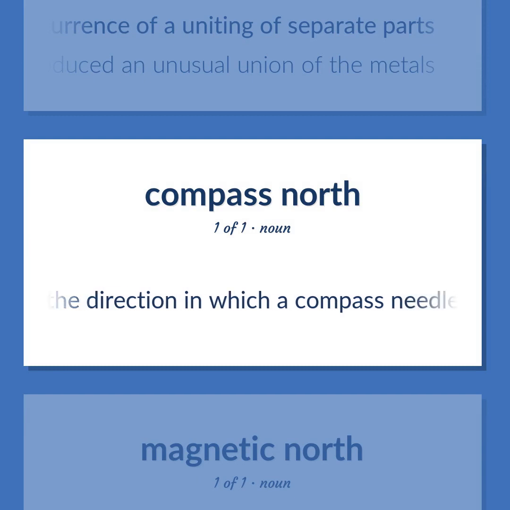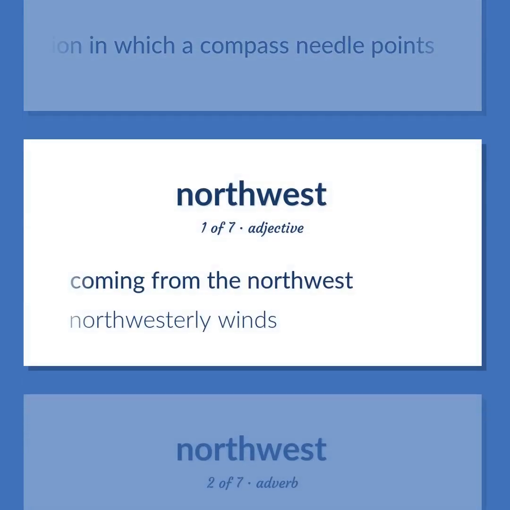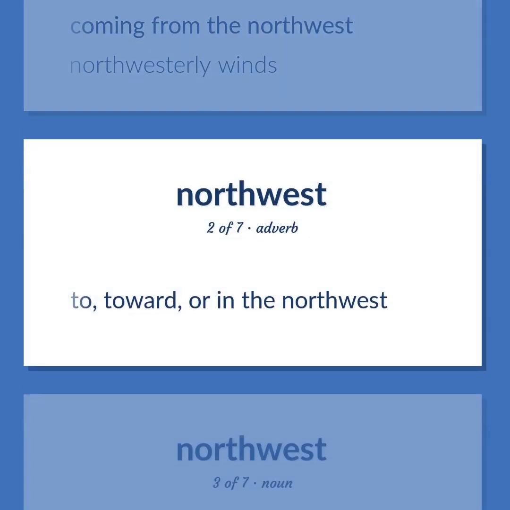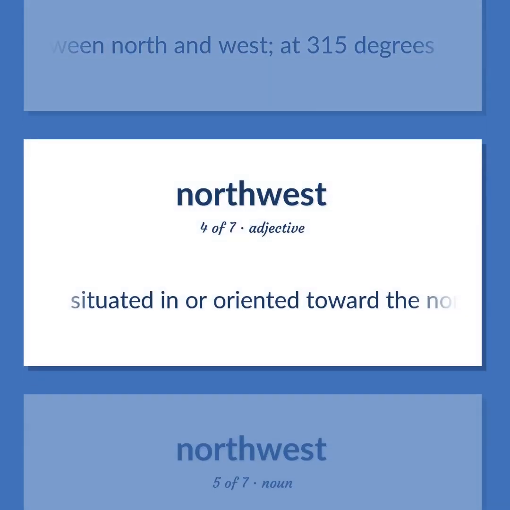The direction in which a compass needle points. Coming from the northwest. Northwesterly winds. Toward, or in the northwest. The compass point midway between north and west, at 315 degrees. Situated in or oriented toward the northwest.